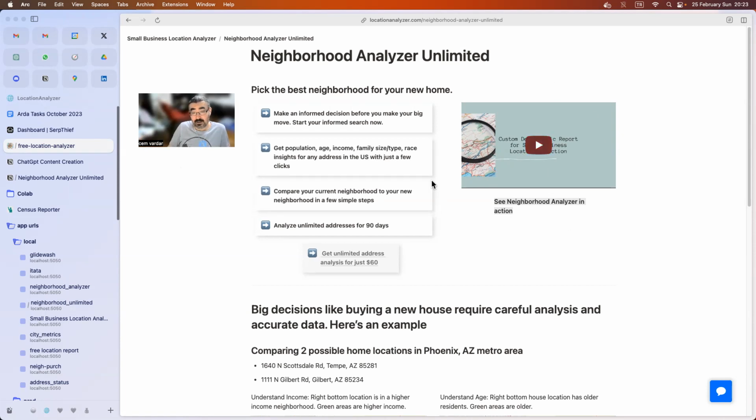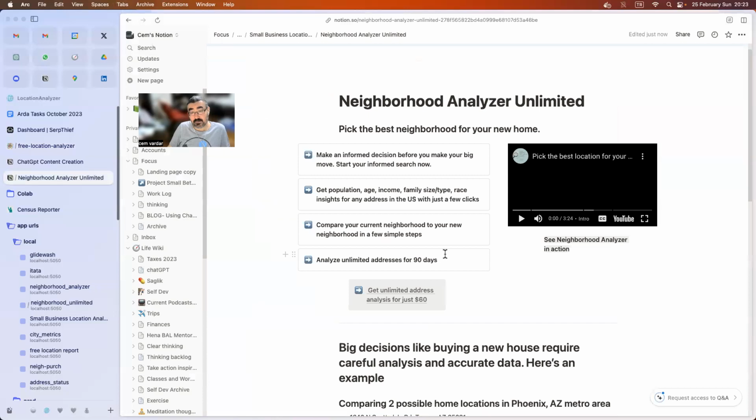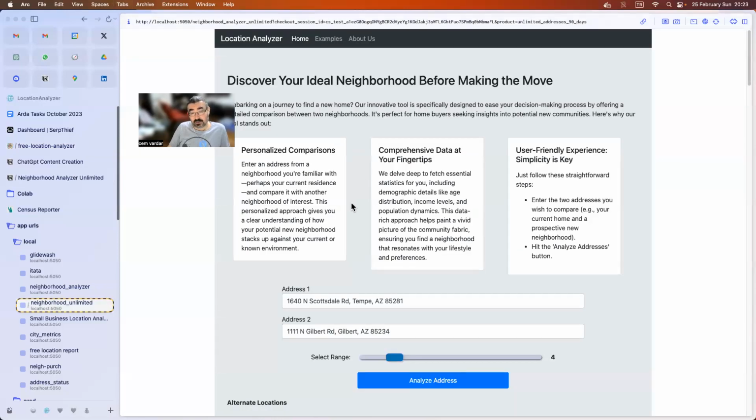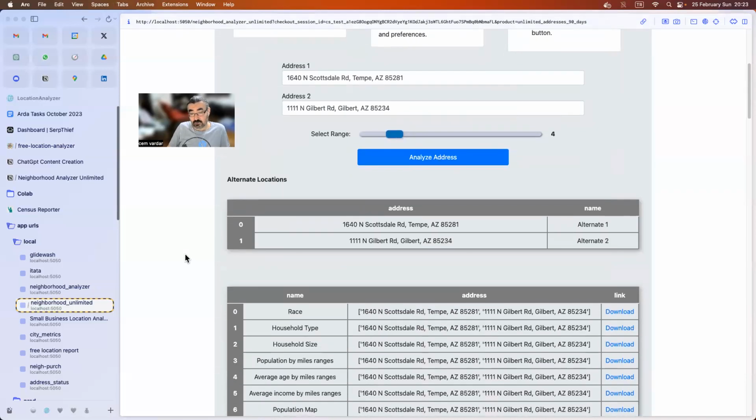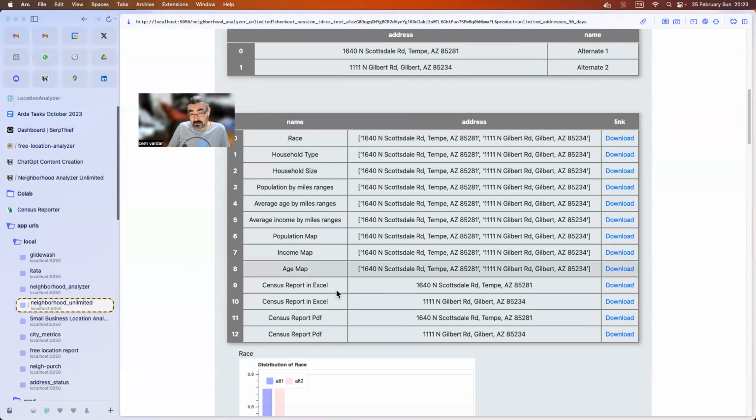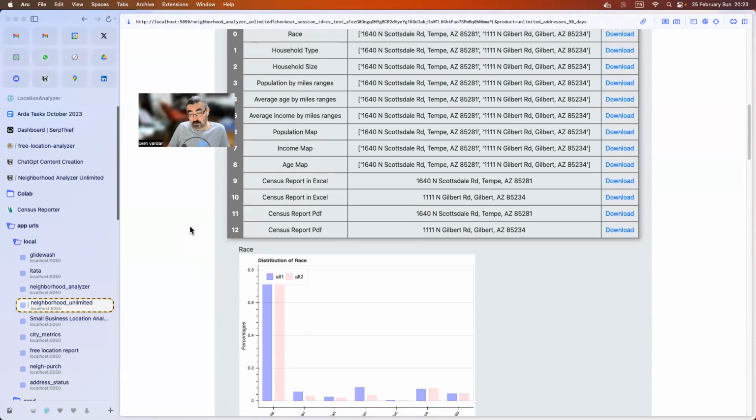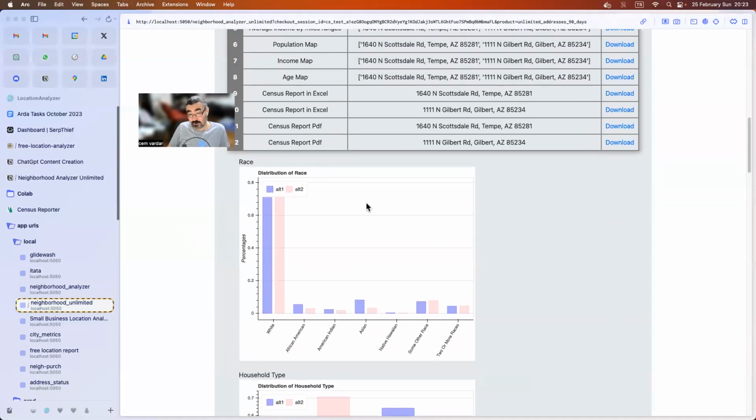So this is our page, and once you buy our tool, what you are going to get is this page. The use of the tool is very easy. You have to put in two addresses or one single address on here. And we recommend putting two addresses. And once you click analyze address, you'll be able to get all of these reports for you to analyze. And those reports are also shown on this page.